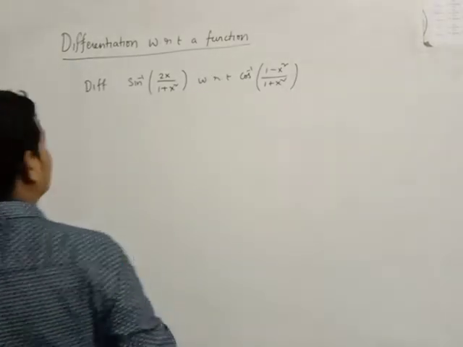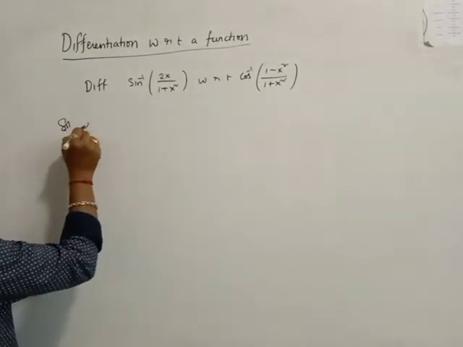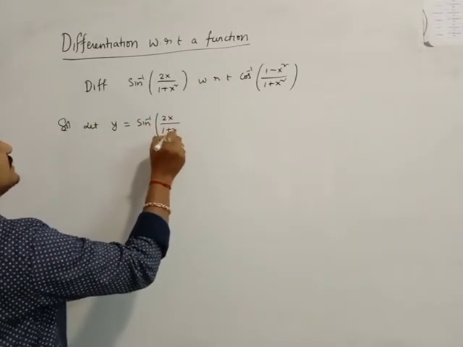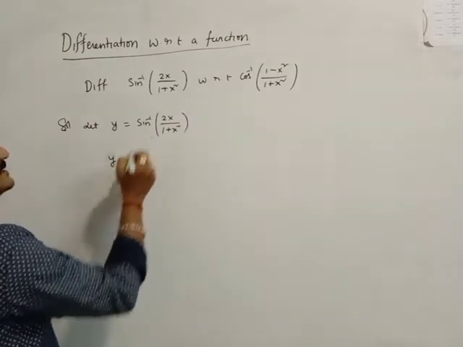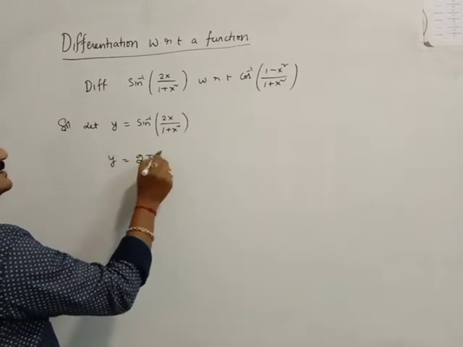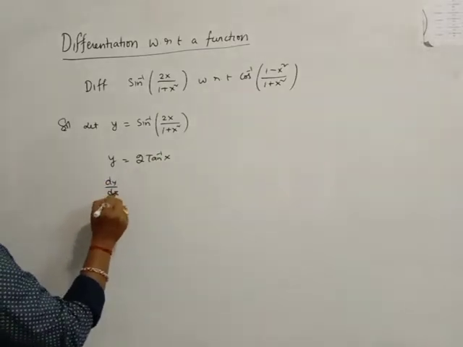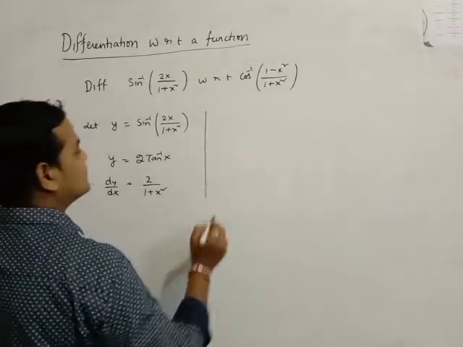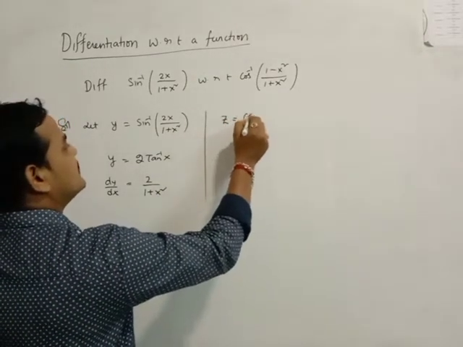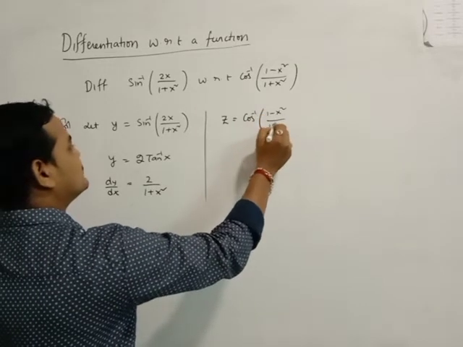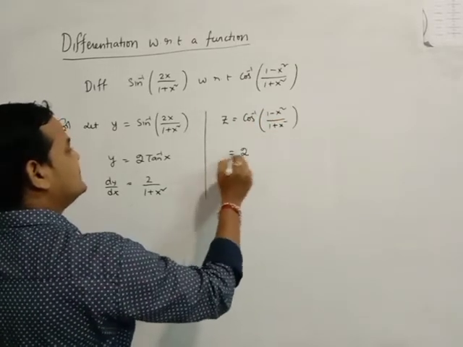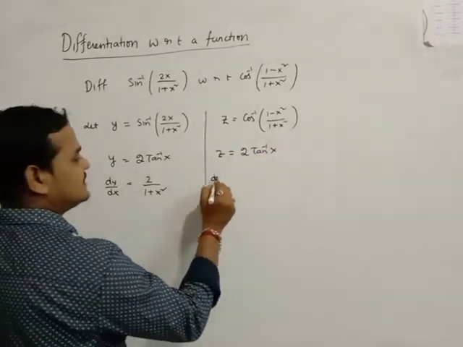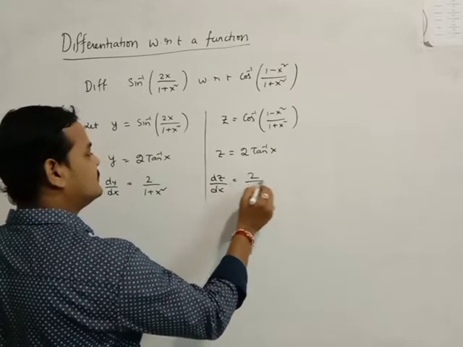In such cases, let y be equal to sin inverse of 2x by 1 plus x square. It is of the form 2 tan inverse of x, so dy by dx is 2 by 1 plus x square. Similarly, take z equal to cos inverse of 1 minus x square by 1 plus x square. It is also 2 tan inverse x, so dz by dx is 2 by 1 plus x square.